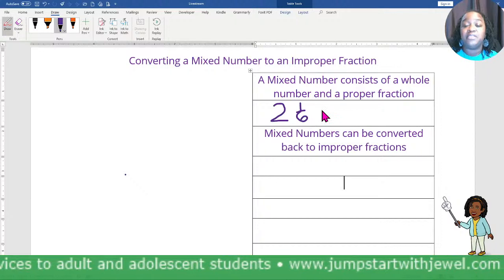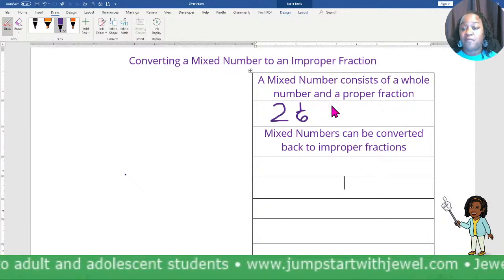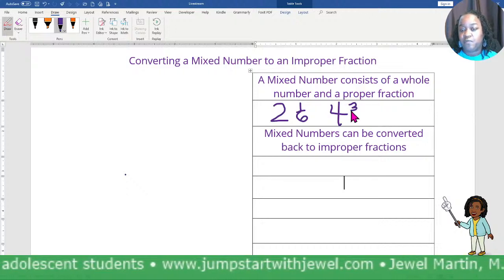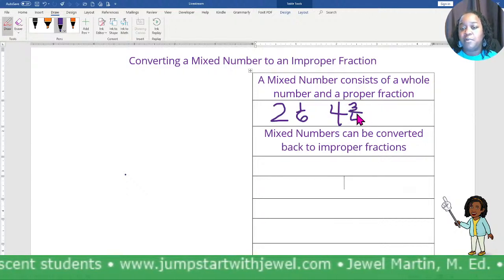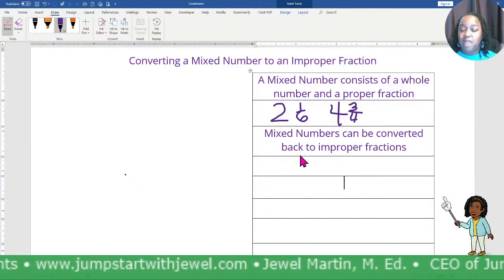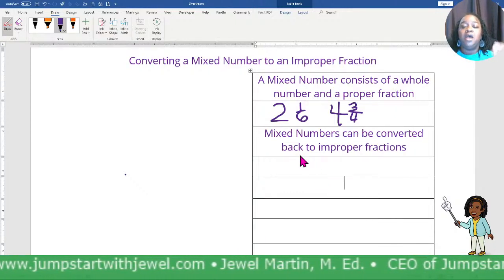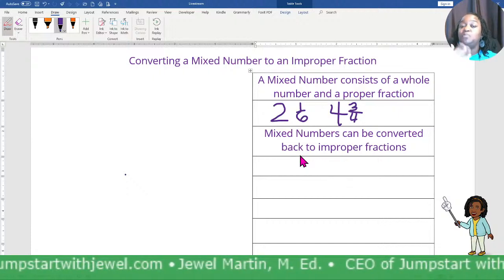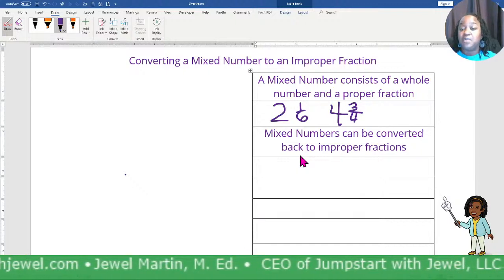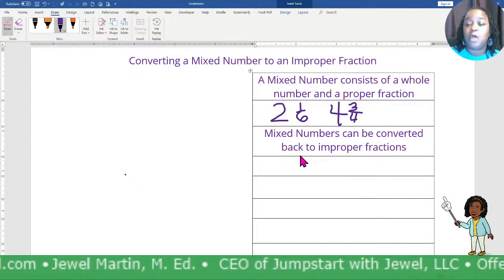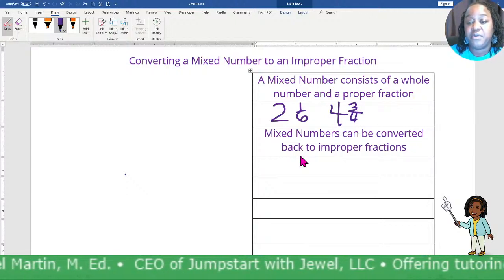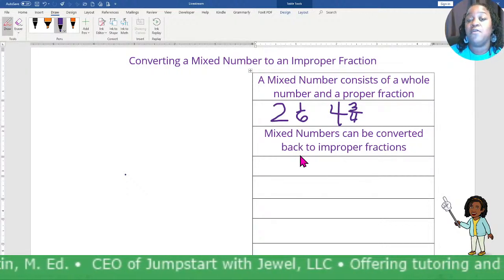So the mixed number is the whole number and the proper fraction. It can be anything, 4 3/4, any type of whole number and proper fraction. Yesterday we talked about what the improper fraction was. The denominator is smaller than the numerator, and that's why many times it gets converted to a mixed number. Mixed numbers can be converted back to improper fractions.